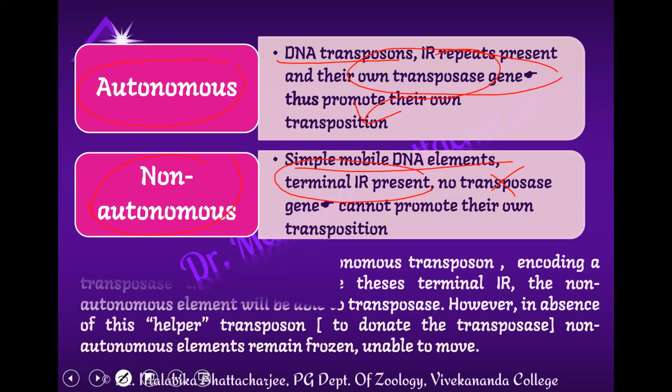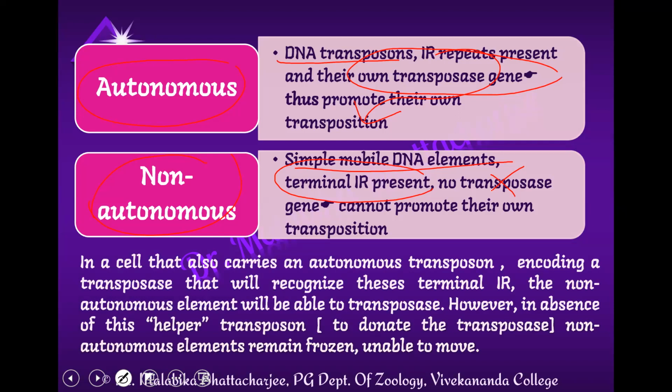So, as I said, that cell carries the autonomous transposon. Often cells carry this transposase enzyme. In the presence of this transposase enzyme, the non-autonomous element will be able to transpose. So for the non-autonomous elements, a helper transposon is required for them to jump.